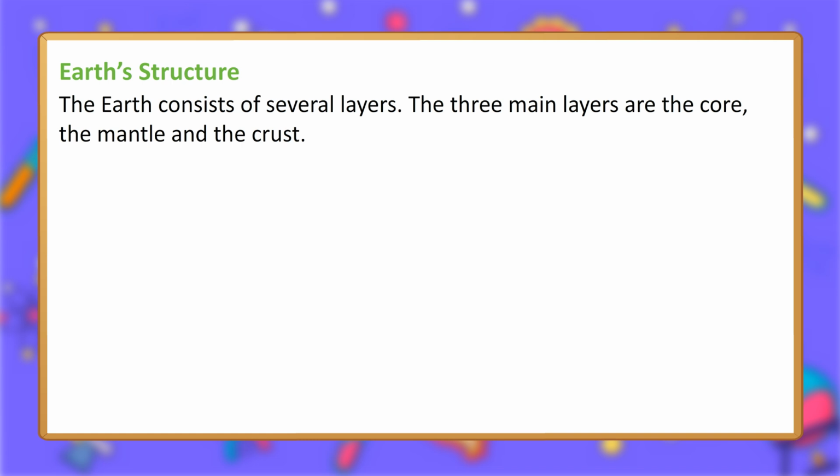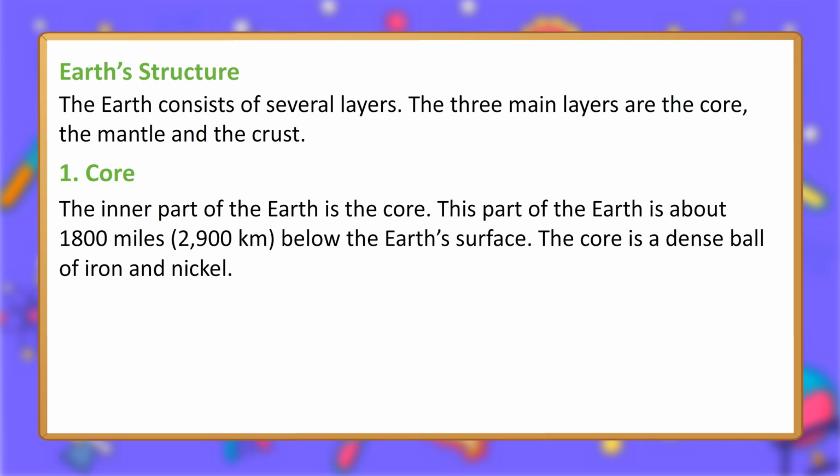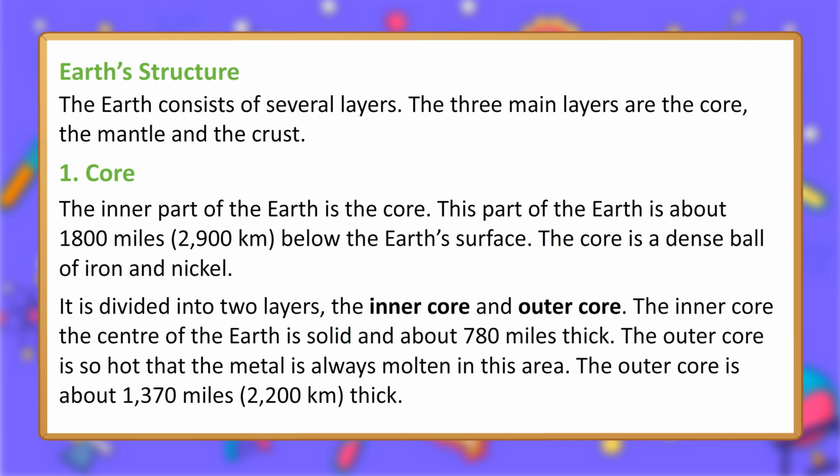Earth structure. The Earth consists of several layers. The 3 main layers are the core, the mantle and the crust. 1. Core. The inner part of the Earth is the core. This part of the Earth is about 1,800 miles, 2,900 kilometers, below the Earth's surface. The core is a dense ball of iron and nickel. It is divided into 2 layers, the inner core and outer core.